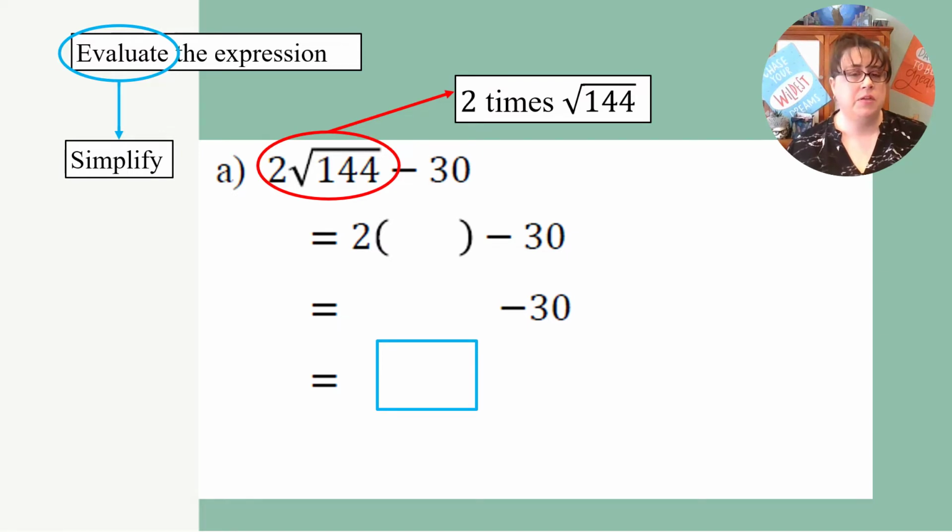The first thing we want to do is simplify the square root. What's the square root of 144? It's 12. That's where they fall into place. They're almost like a parenthesis. So you want to simplify what's under the square root first. The square root of 144 is 12. Now we want to do 2 times 12, which is 24, and then 24 minus 30, which is negative 6. So where do they fall in place? They act like a parenthesis.